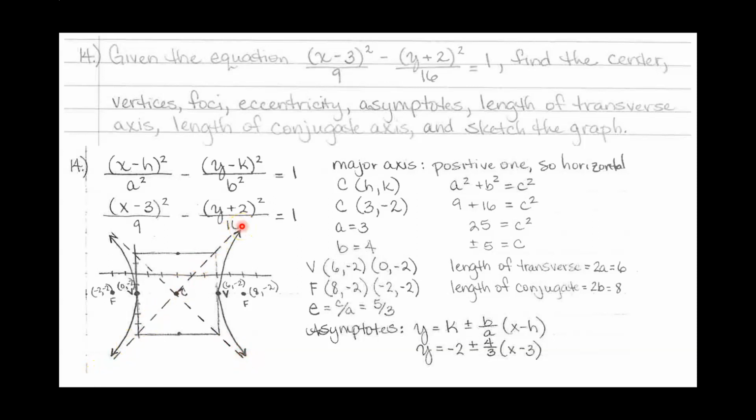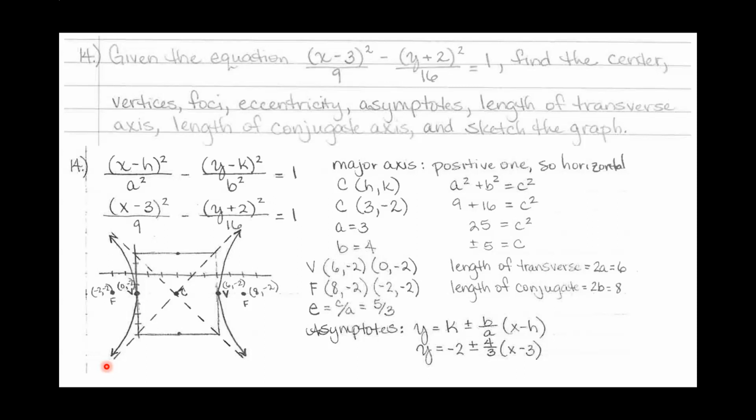And so to draw our graph, we start at our vertex and approach the asymptote. Start at the vertex, approach the asymptote. So there's one branch. Start at the vertex, approach the asymptote, start at the vertex, approach the asymptote. There's my other branch. So when my major axis is horizontal, it opens right and left.